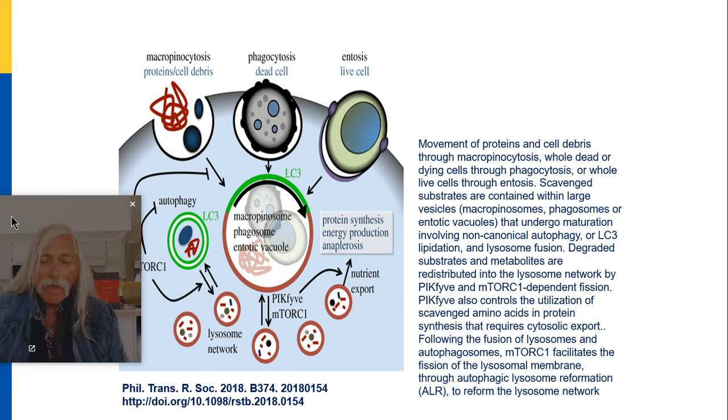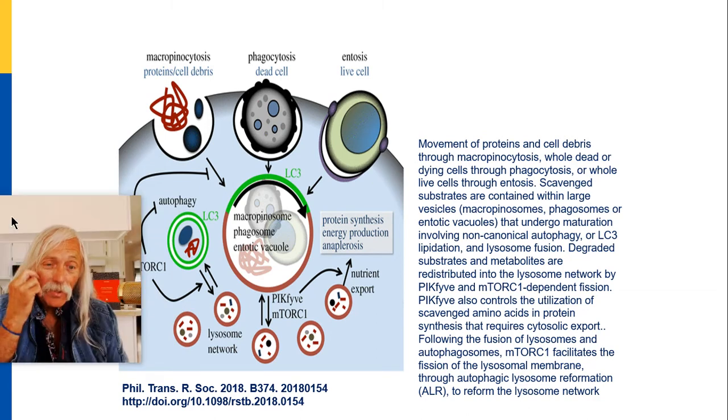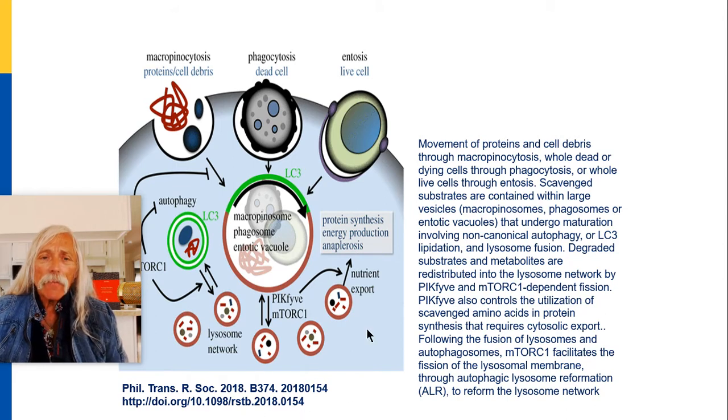So this diagram here comes from Philosophical Transactions of the Royal Society 2018. Here's my reference down there. And this is talking about different ways that cell debris, dead cells, or even living cells can enter into a tissue bed. So this is called the movement of proteins and cell debris through something called macropinocytosis. You can get whole dead cells from, let's say, the serum, or you can get dying cells, or you can get live cells if they're small enough and if they fit into the correct endocytic pathway.